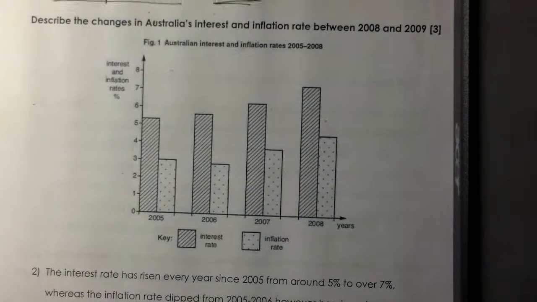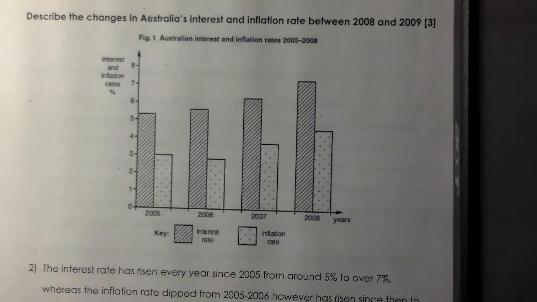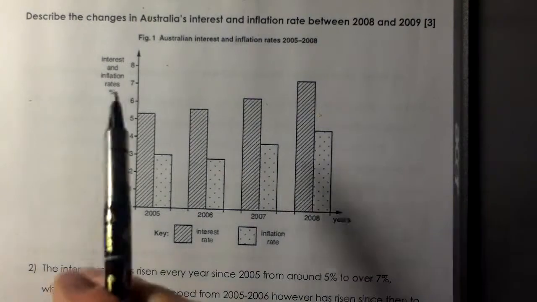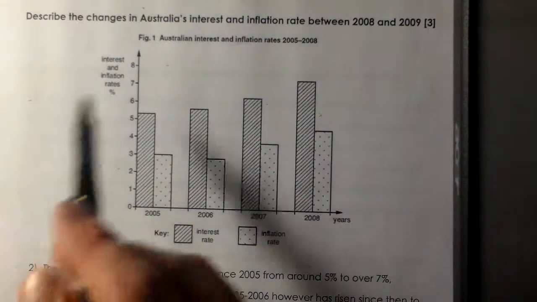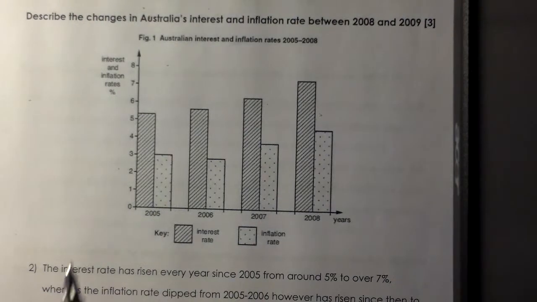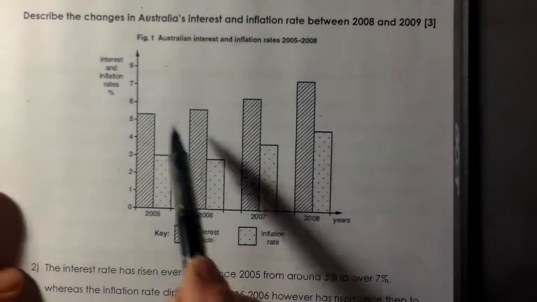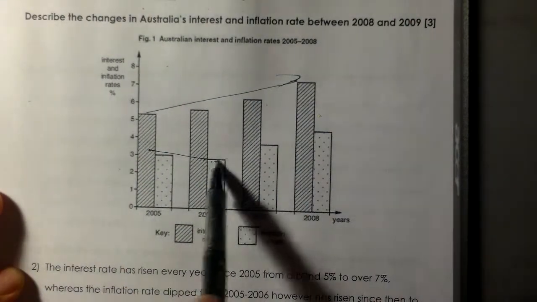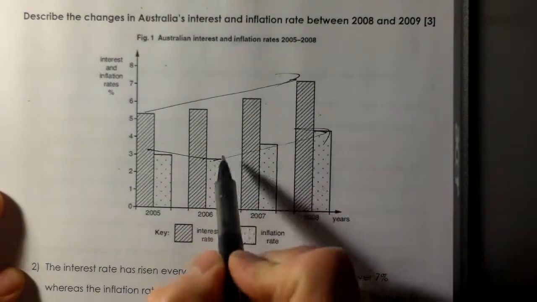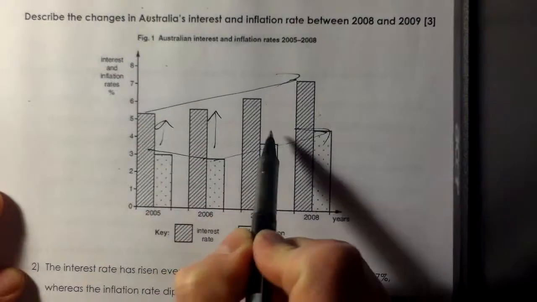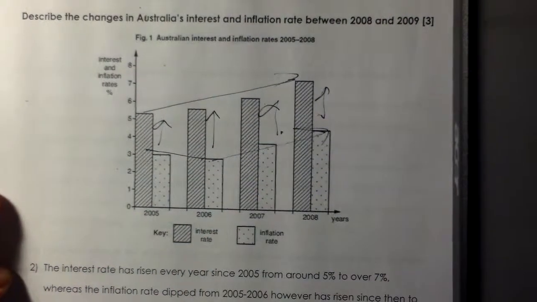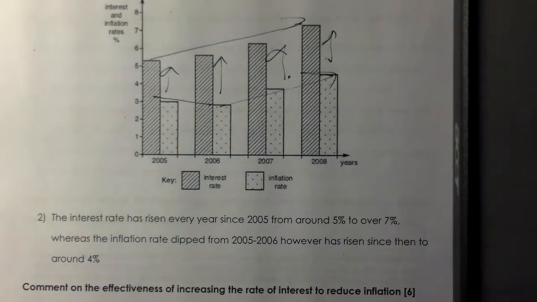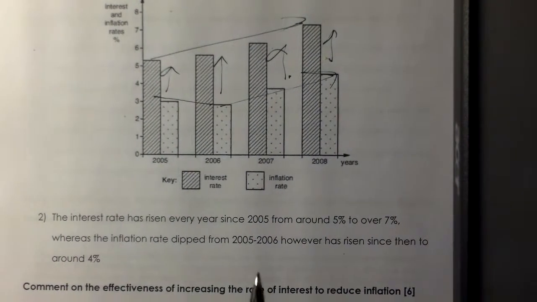The next question says, describe the changes in Australia's interest and inflation rate between 2008 and 2009. This is the graph that was in the case study. As it's described change, and for 3 marks, you're kind of looking for 3 key changes across the graph. You've got an increase in interest, you've got a fall in the inflation rate, and then an increase. And you've always got the relationship that the interest rate is greater than the inflation rate.